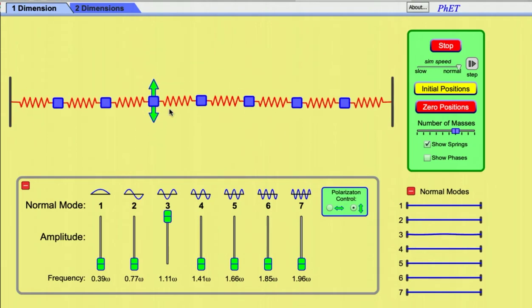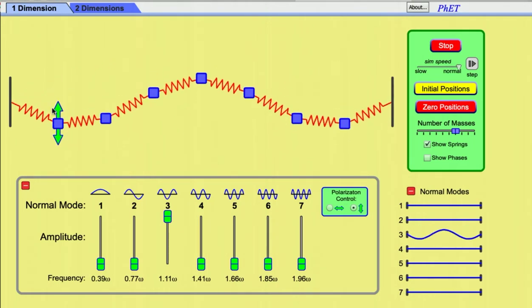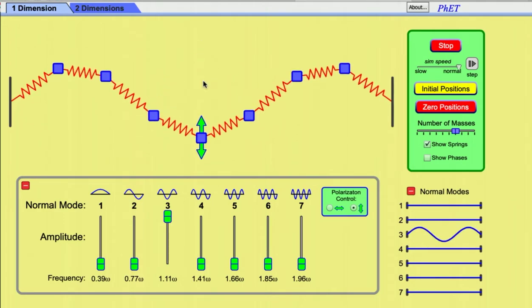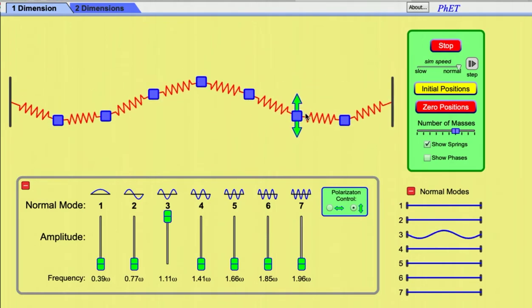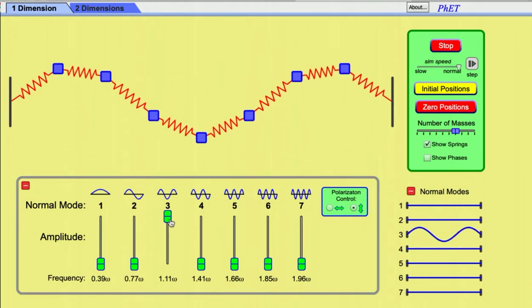And for light, it's similar. The light vibrates up and down as it moves side to side. So here, the vibration is perpendicular to the direction of motion. This is called a transverse wave. Now let's go ahead and look at the other case.